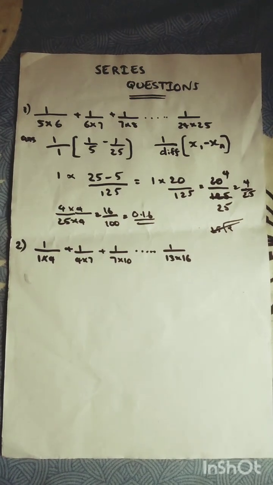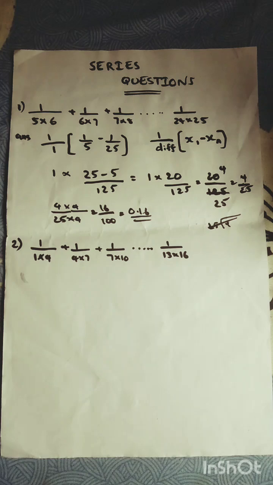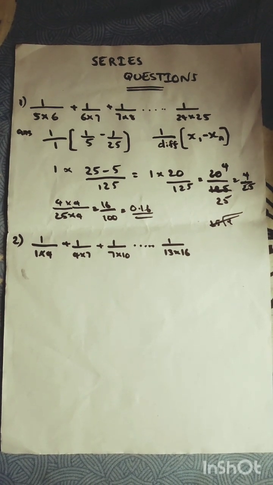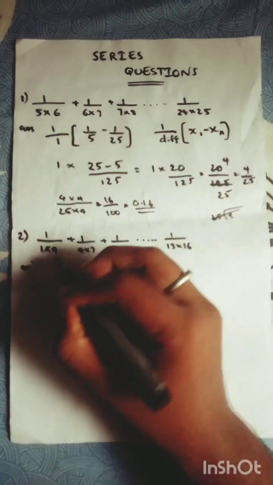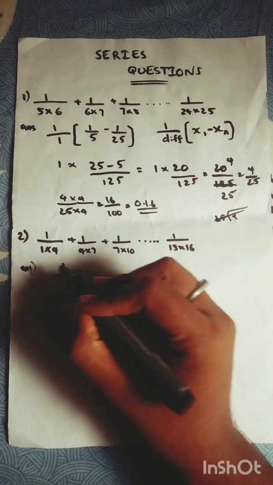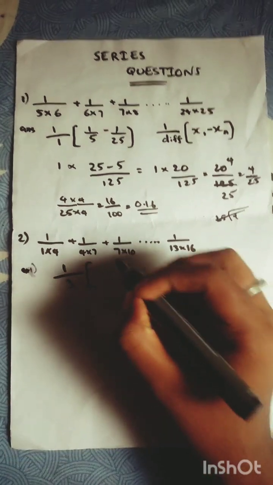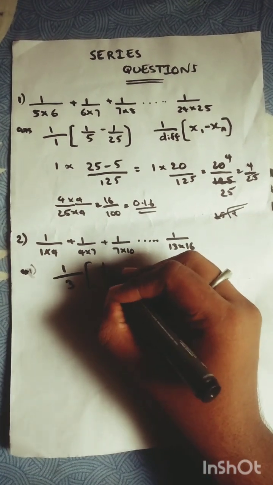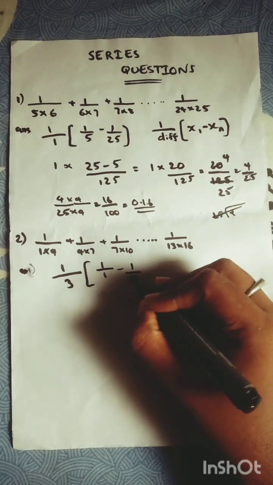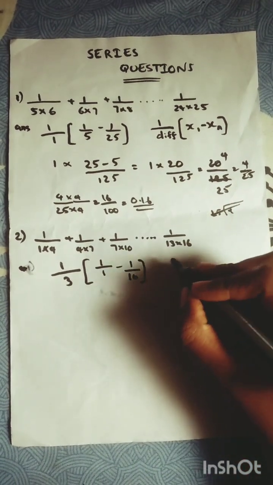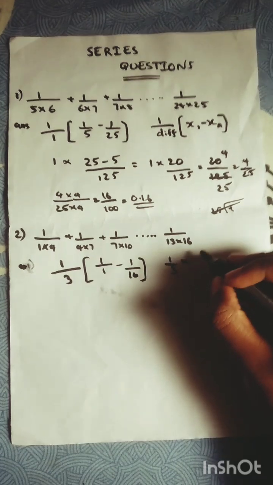So we can move on to the next question. 1 divided by 1 into 4 plus 1 divided by 4 into 7 and up to 1 divided by 13 into 16. By applying the formula, how can we do it? First write 1 divided by the difference. 1 and 4 have a difference of 3, into x1 minus xn. x1 would be 1 divided by 1, minus xn, which is 1 divided by 16.